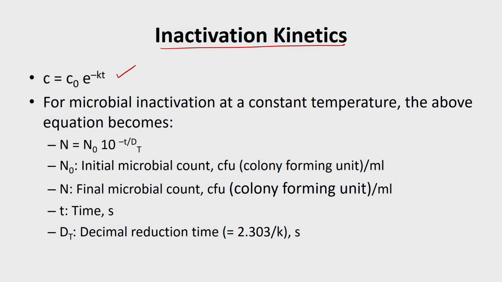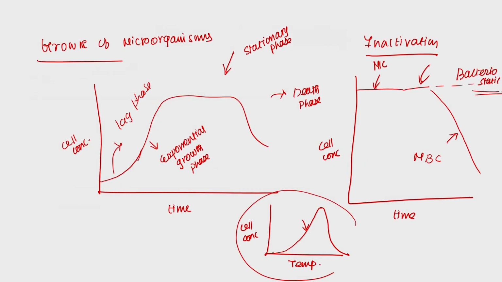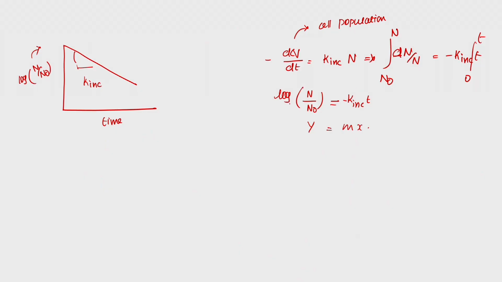Here N equal to N naught 10 to the power of minus t upon D, because here we have taken log 10, right. So, one can define it in this way also. So, this k_inact, how do I relate it? This k_inact is related to some value called the D value. So, this we call the decimal reduction time. So, what is called decimal reduction time, that we will see.